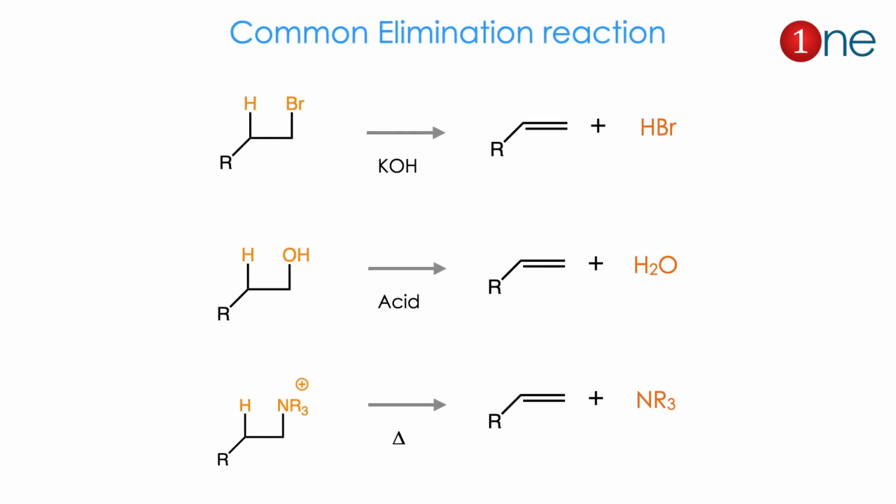Let us understand the common elimination reactions. In common elimination reactions, an alkene will always be formed, only the leaving groups will be different. HBr, water and derivatives of ammonia. For HBr you have to use a base as the reactant. For water you have to use acid. For ammonia derivatives just heating is enough. So this is a very common one. It will cover everything.